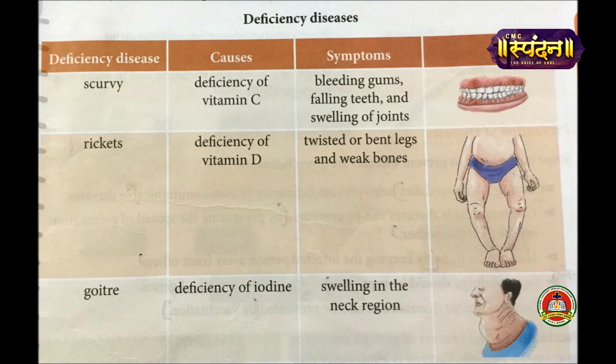The second disease is rickets, which happens due to deficiency of vitamin D, and the symptoms are twisted or bent legs and weak bones, and you can see in the picture. The third is goiter, which happens due to deficiency of iodine, and for this you will have swelling in the neck region, as you can see in the given picture. The other kinds of non-communicable diseases are diabetes, arthritis, heart diseases, etc.